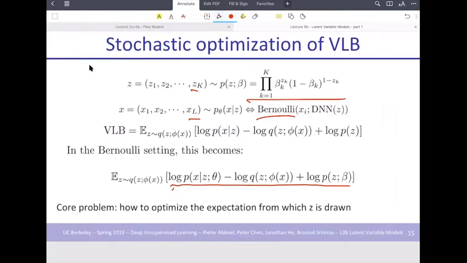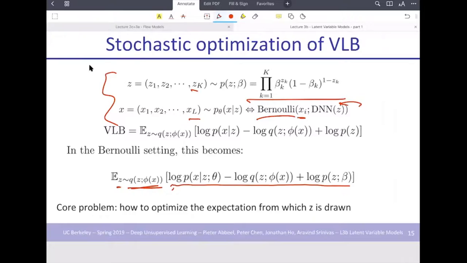So what happens is we feed Z through a neural network first. And then the Bernoulli is parameterized by the output of the neural network. This is a simple example of when we have binary variables for Z and X. In the Bernoulli setting, this means that we are taking Z from our approximate posterior, and then this is the VLB. Oh, that's not the VLB. Then it says that you can find this value, right?